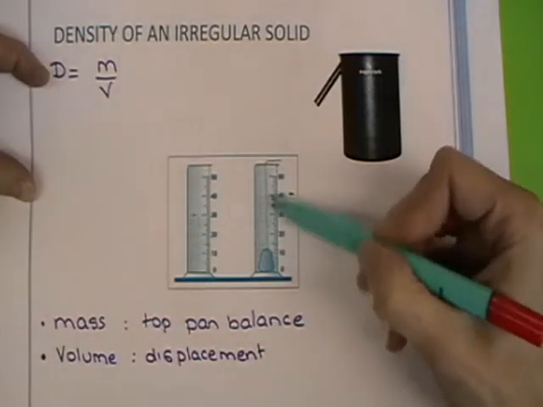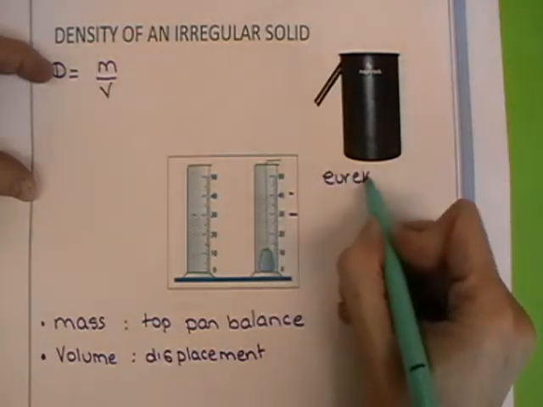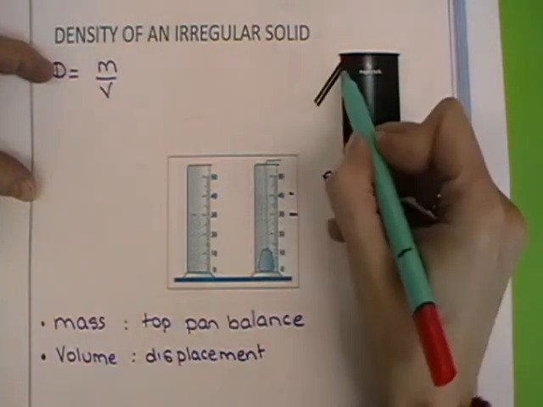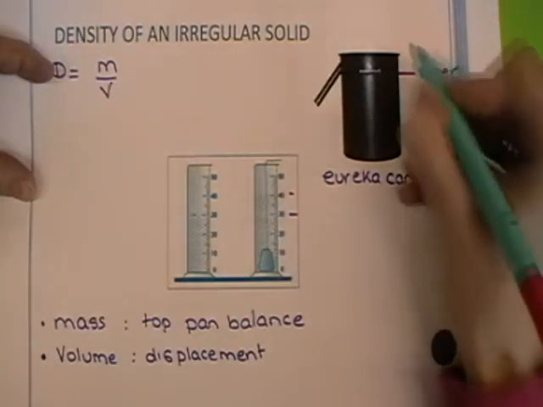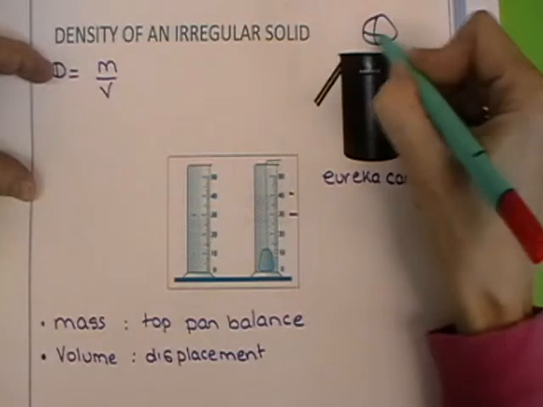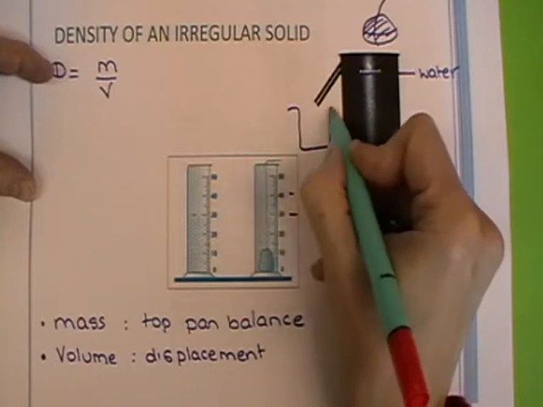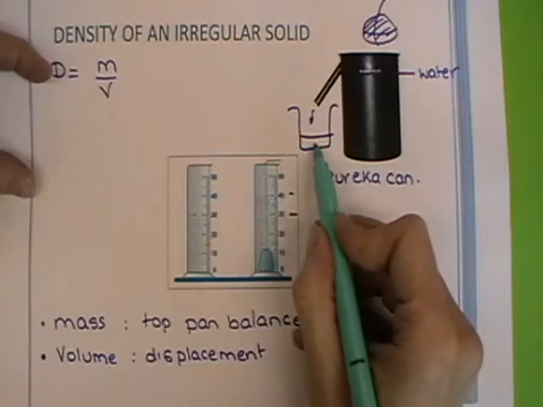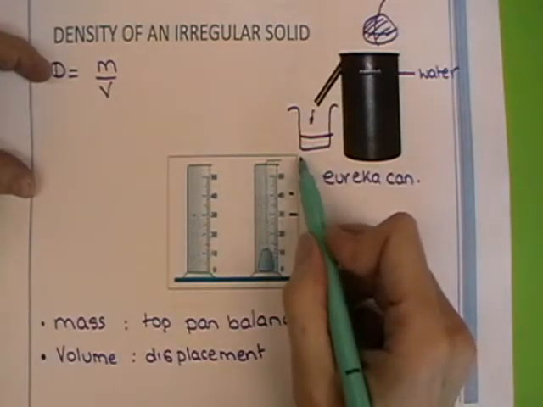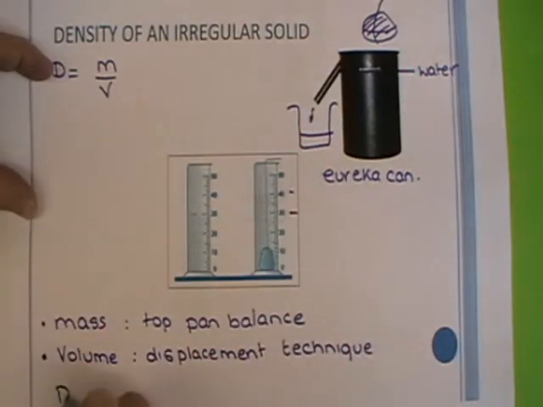And so either use a measuring cylinder if the object's small enough, or if it's too big, we can use what's called a Eureka can, where you fill your Eureka can up to just below the spout with water. You place your object in, place it into the water, and have a measuring cylinder here collecting the water that drops out. And then all you have to do is pour that into a measuring cylinder and get the volume of it. So you explain that using a displacement technique. So again, density equals mass over volume. Explain that at the end.